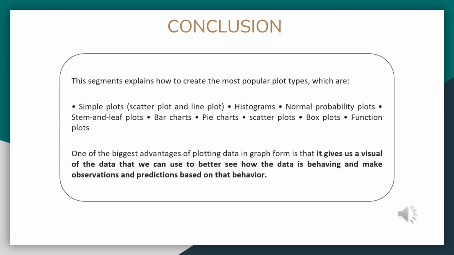Conclusion for this project. These segments explain how to create the most popular plot types, which are simple plot, scatter plot, line plot, histograms, normal probability plots, stem and leaf plots, bar charts, pie charts, box plots, and function plots. One of the biggest advantages of plotting data in graph form is that it gives us a visual of the data that we can use to better see how the data is behaving and make observations and predictions based on that behavior.